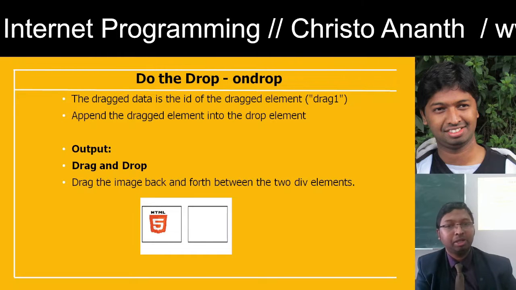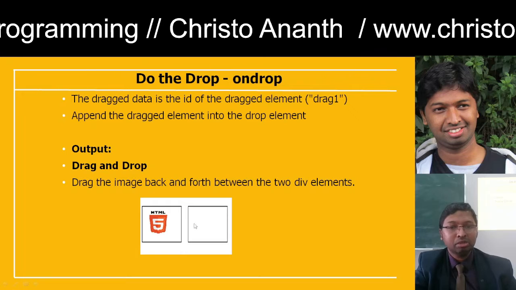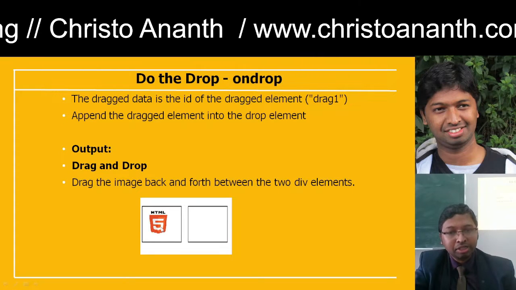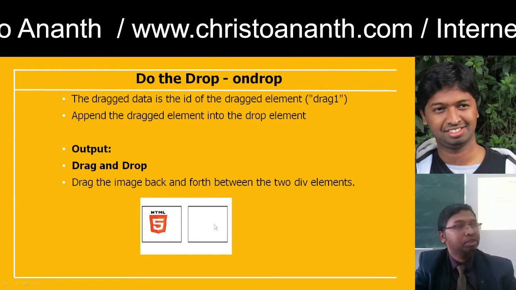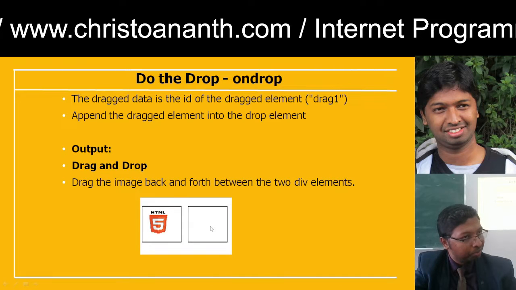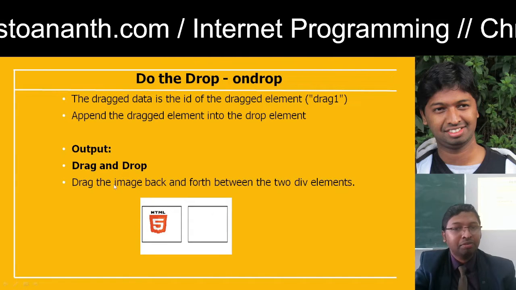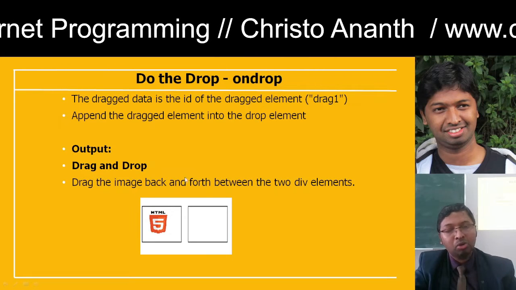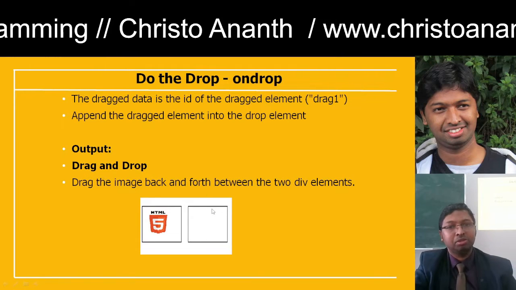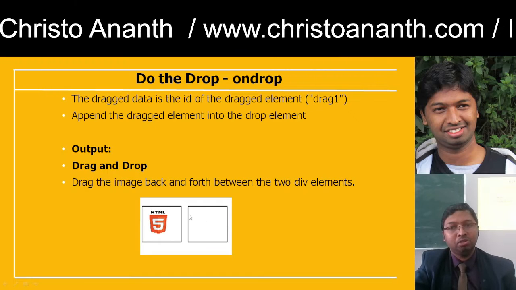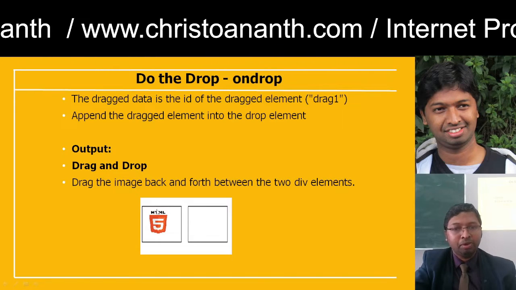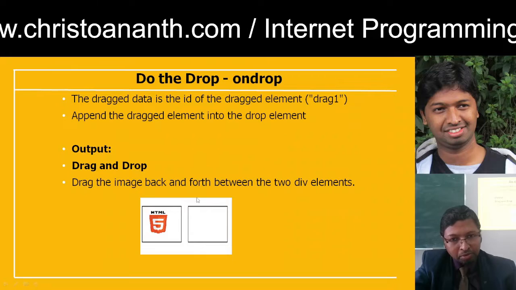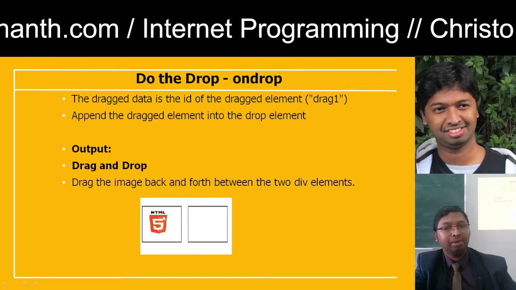Okay, so in the output, if you can drag it and put it here, you cannot perform any other thing. Maybe here if I try to drop, it will not work, but inside this square it will go. So drag the image back and forth between the two image div elements. From here if we drop, and from here also I can drag and put it back here.